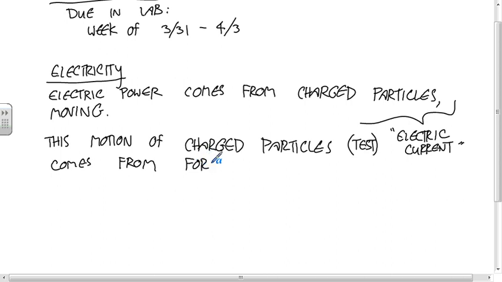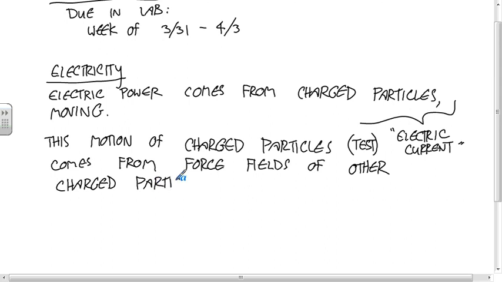the force fields of other charged particles. And these other charged particles are the fixed charges. Okay? So the fixed charges produce these force fields. These force fields of the fixed charges make the test charges move, and that motion of the test charges is electric current. And electric current is what we care about. That's what turns lights on and all that stuff.